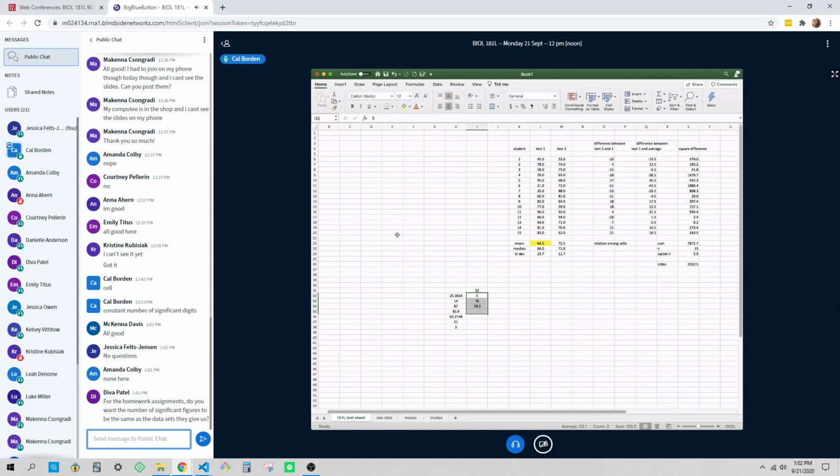So Diva asks whether, for the homework assignments, you want the number of significant figures to be the same as the data sets they give us. Yes. In fact, I've already put in the answers, and the answers assume the correct number of significant digits, which I think is 1 decimal point. We can talk about significant digits next time and how to determine the number of significant digits if you've forgotten. But I think the answers require 1 decimal place. Does that answer your question?